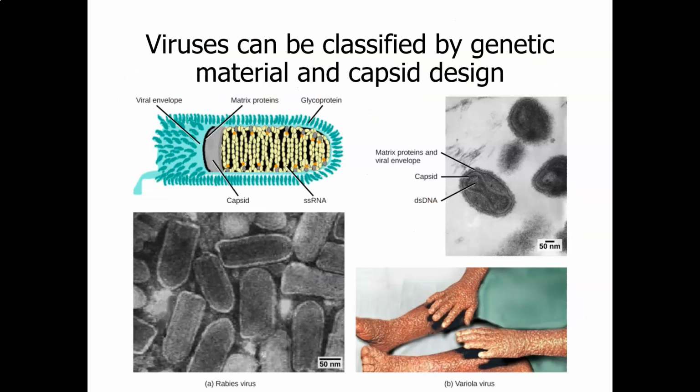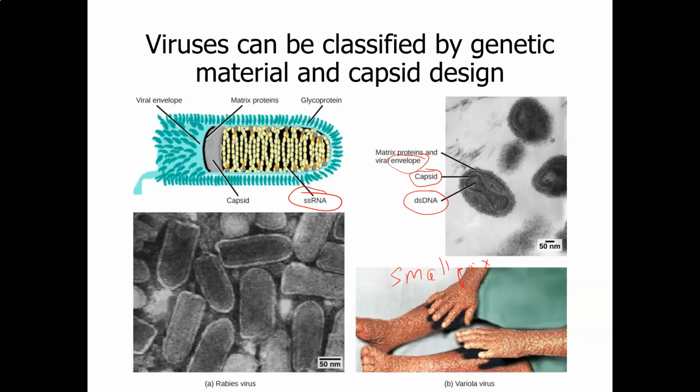Okay, so here we see images on the left of the rabies virus and on the right of the variola virus. Rabies virus causes rabies, variola virus causes smallpox. And this is a picture of a person with smallpox. You can see that the rabies virus has a capsid and it has an envelope, and inside of that capsid is single-stranded RNA. And the smallpox has a capsid and an envelope, but inside that capsid is double-stranded DNA.